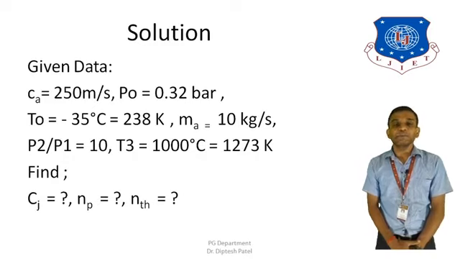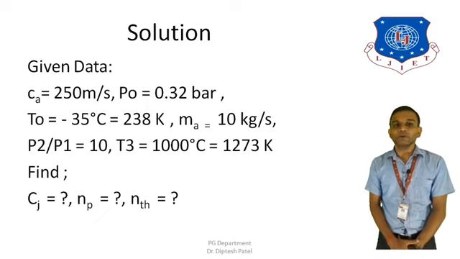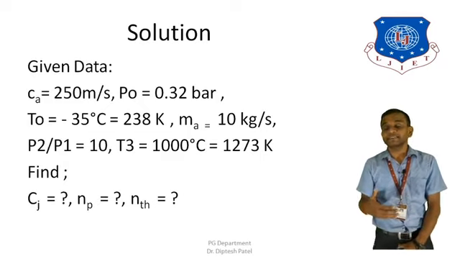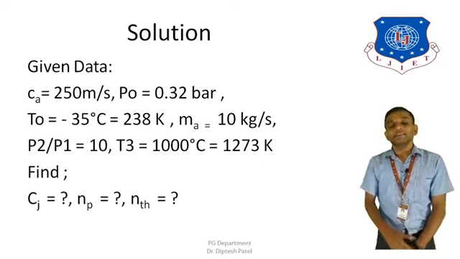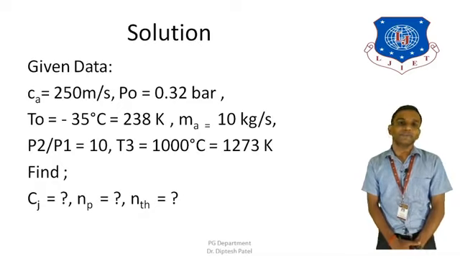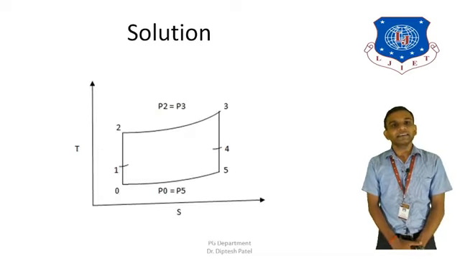Pressure ratio P2 to P1 is 10. T3, the temperature at inlet of turbine, is 1000 degree Celsius, so I should be able to write 1273 Kelvin. And here we need to find Cj, eta P and eta thermal, the velocity of gases leaving the nozzle, then the propulsive efficiency and the thermal efficiency. So these are the three different things that we need to find out. Okay, so let's start the example.